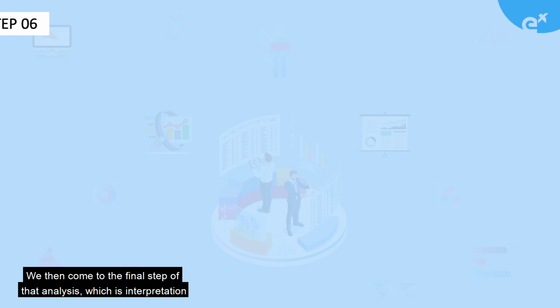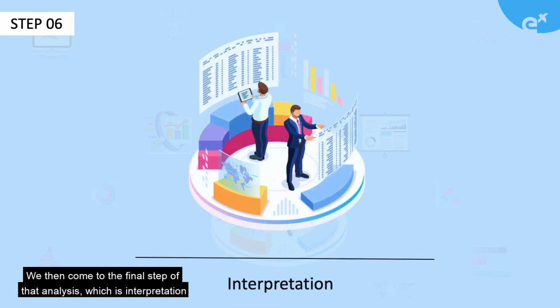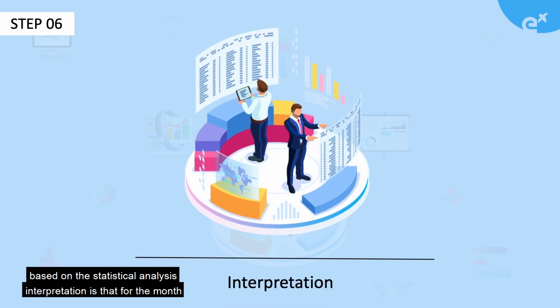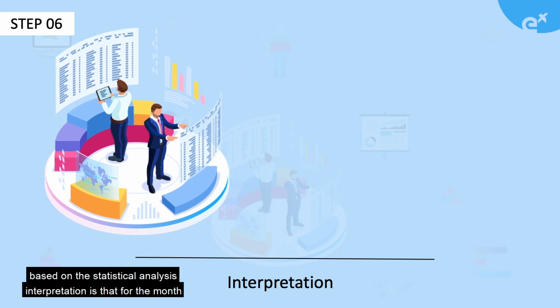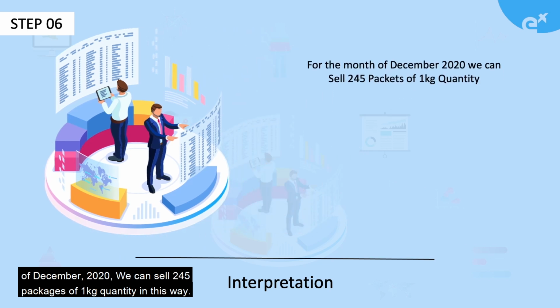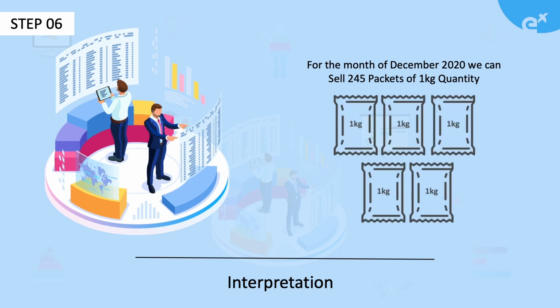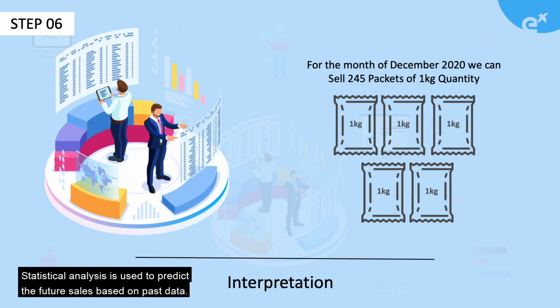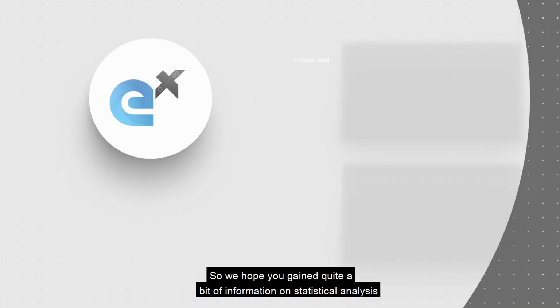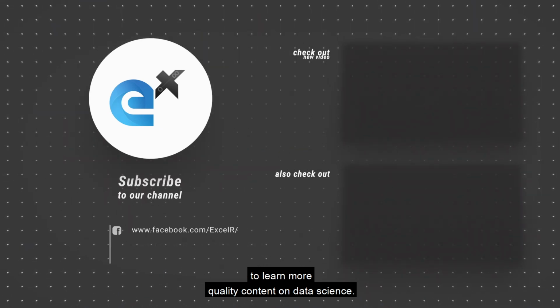We then come to the final step of our analysis, which is interpretation. Based on the statistical analysis, our interpretation is that for the month of December 2020, we can sell 245 packages of 1 kg quantity. In this way, statistical analysis is used to predict the future sales based on past data. So we hope you gained quite a bit of information on statistical analysis.